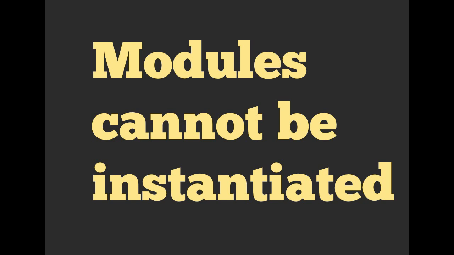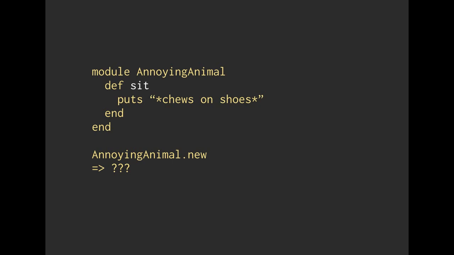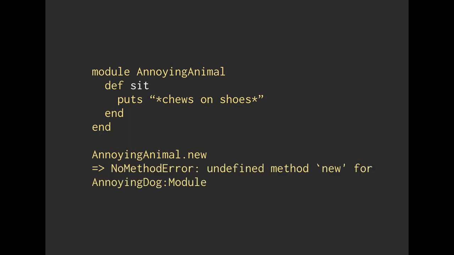So one caveat, one difference between modules and classes, is modules cannot be instantiated. So here we have our exact same module from before. We say module annoying animal and define sit, and say that puts chew on shoes, end. If we call annoying animal.new like we did with classes, what's going to happen? Well, we're going to get an undefined method error. We don't know how to make a new module. So classes can be instantiated, modules cannot.